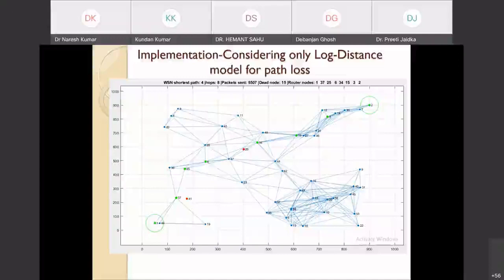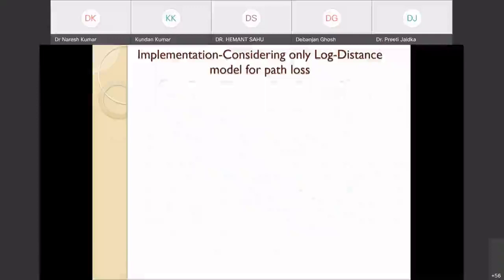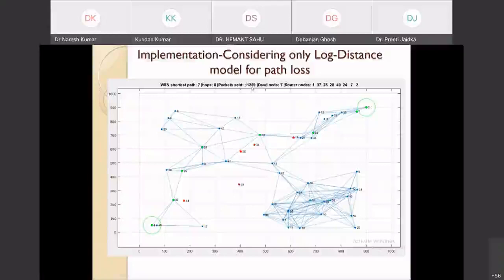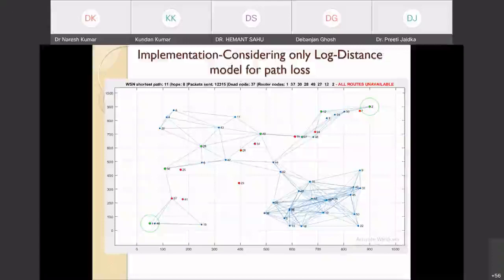As the number of dead nodes increases, we can have more hops as well. Either we increase the range or the number of hops will increase. So each time it can give an effective routing protocol. That was another one, and the number of packets sent was 11,259, with the number of hops as 8. So when the nodes go on dying, a new route is selected. From there we can calculate these intermediate calculations, and then its network lifetime and another parameter that can be calculated.